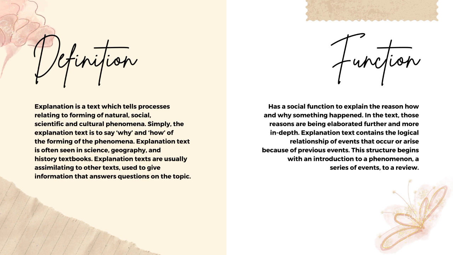Function: it has a social function to explain the reason, how and why something happened. In the text, those reasons are elaborated further and more in-depth. Explanation text contains the logical relationship of events that occur or arise because of previous events. The structure begins with an introduction to a phenomenon, a series of events, to a review.